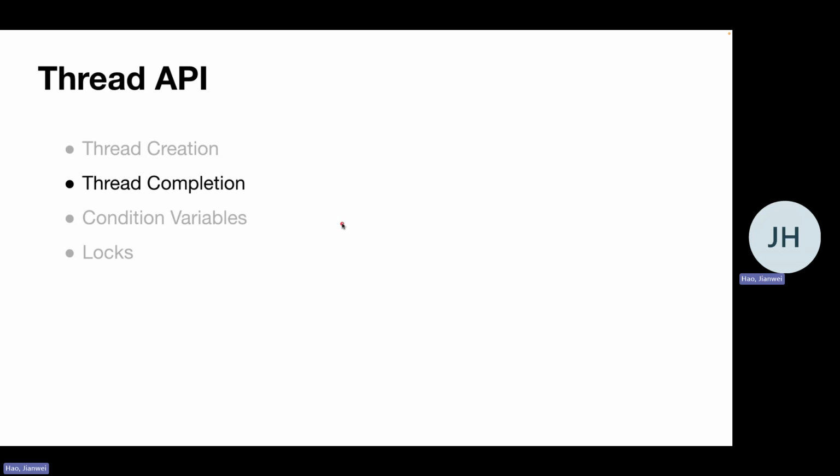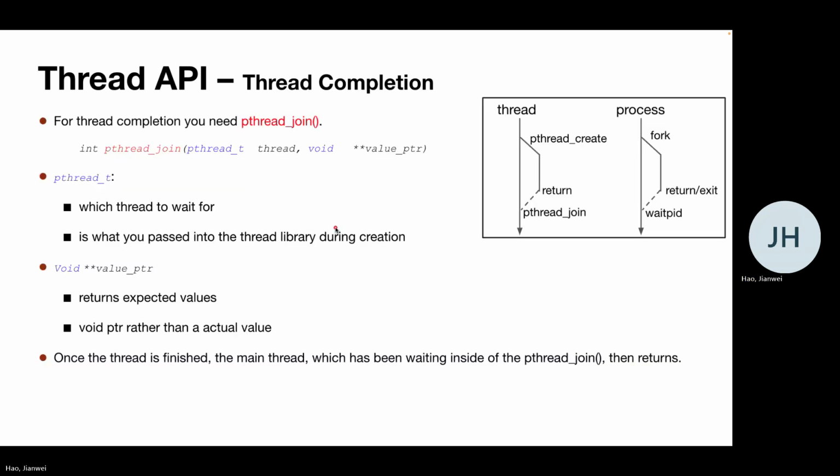Next part is about thread completion. And this is the format for the thread completion. We use the pthread join. It's not complete or finished, it's the join. And the 2 arguments here, thread and void. And this thread, the first one, it means which thread we should wait for. And it's what you pass into the thread library during the creation.